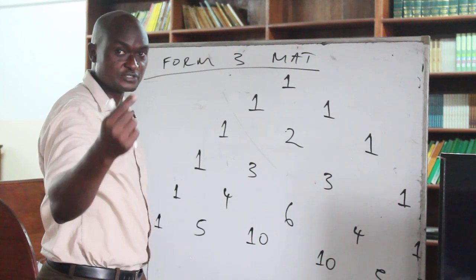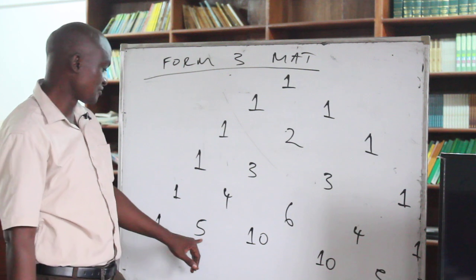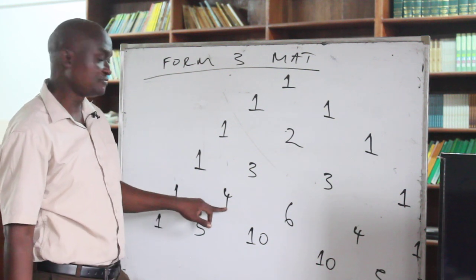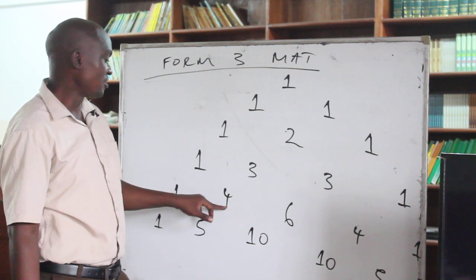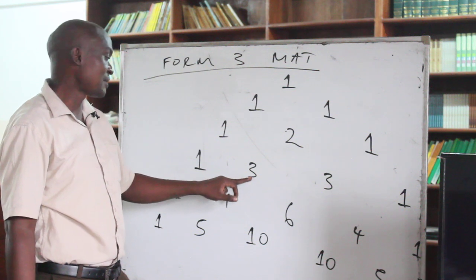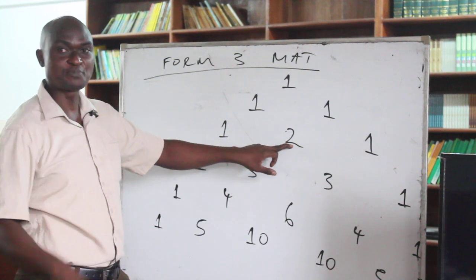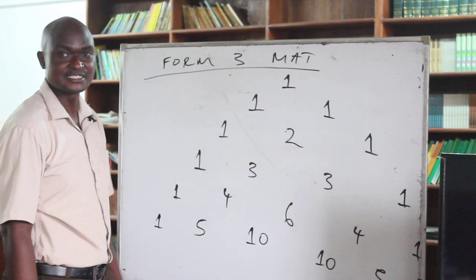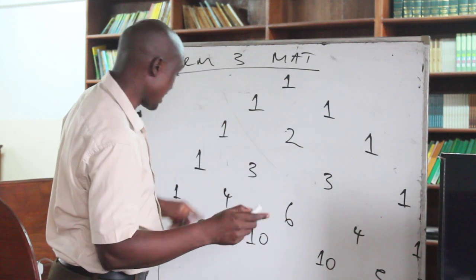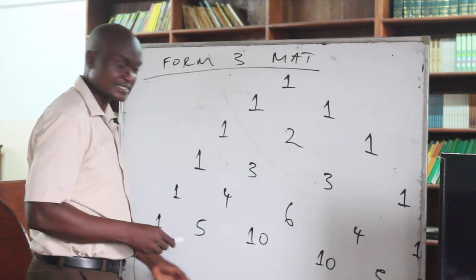Again, an interesting thing to note here. When you're expanding to power 5, the second coefficient is 5. When you're expanding to power 4, the second coefficient is 4. When you're expanding to power 3, the second coefficient is 3. When you're expanding to power 2, the second coefficient is 2. When you're expanding to power 1, the second coefficient is 1. Very interesting pattern. Now from here, you can even know what should be the coefficients for power 6.